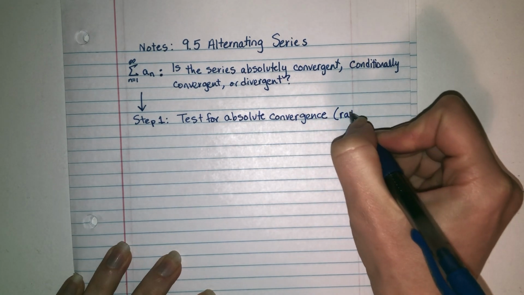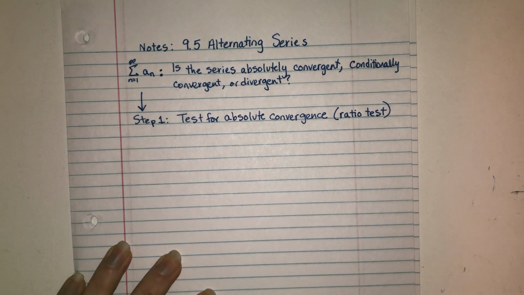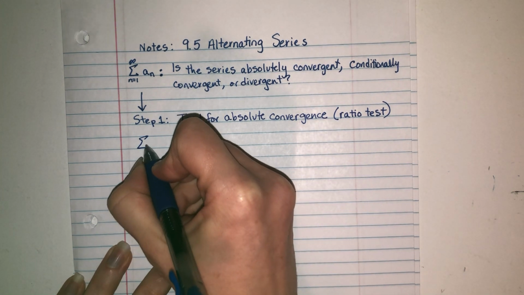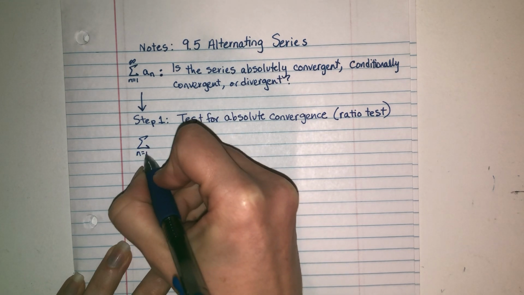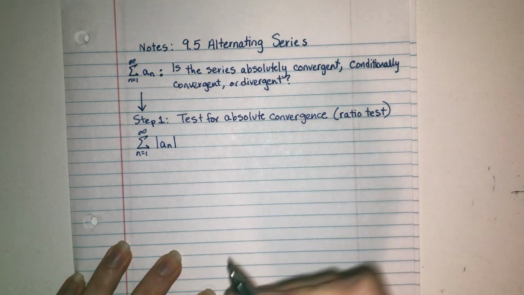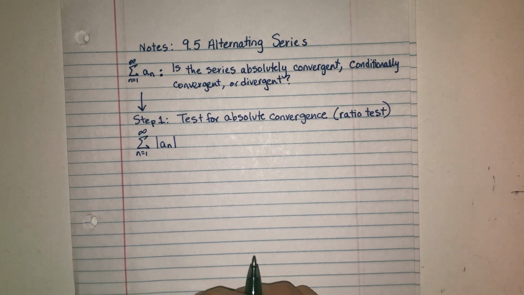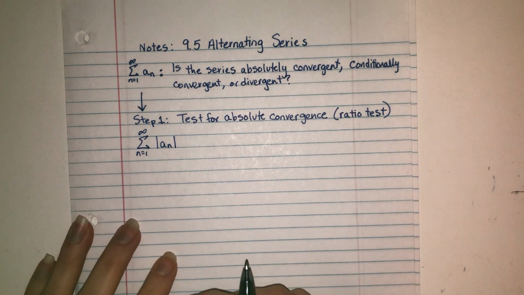Often we will use the ratio test. However, other tests can work as well. And so the way we're going to do that is we're going to take this series and put our series rule in absolute value bars. So we're basically going to pretend like it is not an alternating series, and then test to see if that series converges or diverges by whatever means seems most appropriate for the given series.